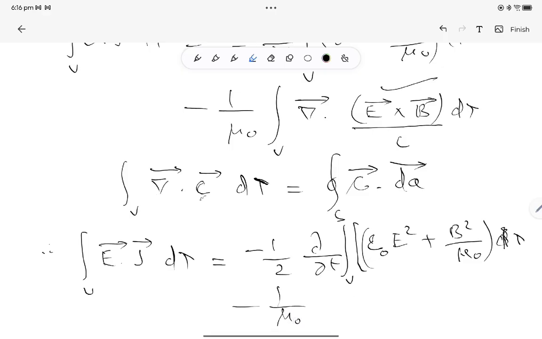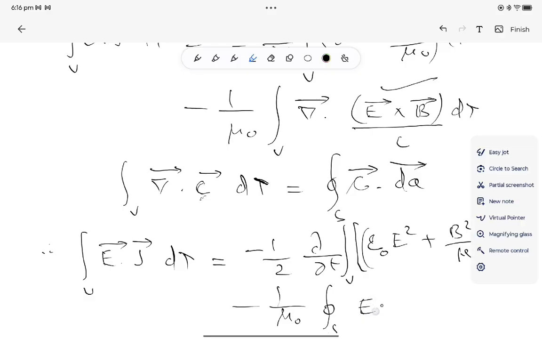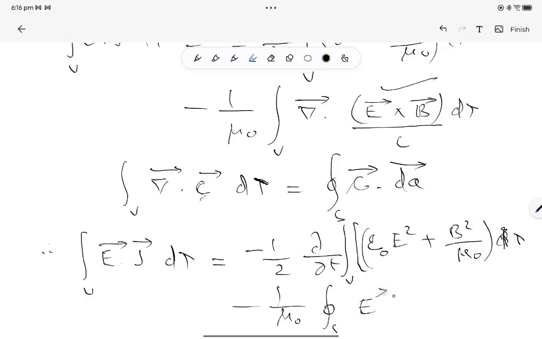Okay, then when you convert it into a surface integral, this divergence is to be converted into flux. Flux will be E cross B dot dA.